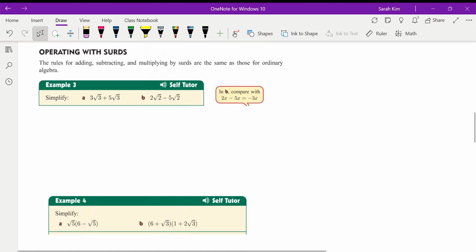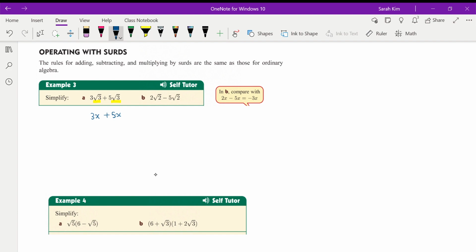Operating with surds, the rules for adding, subtracting, and multiplying surds are pretty similar to ordinary algebra. So think of it as a like term. So think of it as 3x plus 5x. Because these two surds are the same, you're able to add them together. So if we do 3x plus 5x, your answer is going to be 8x.